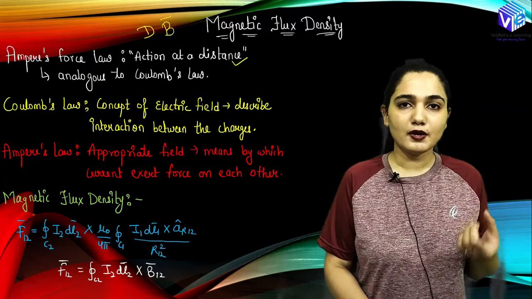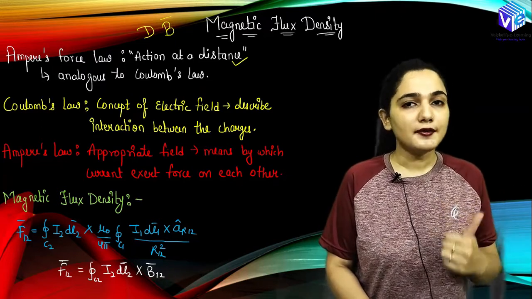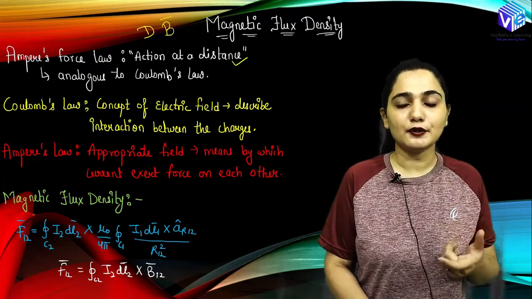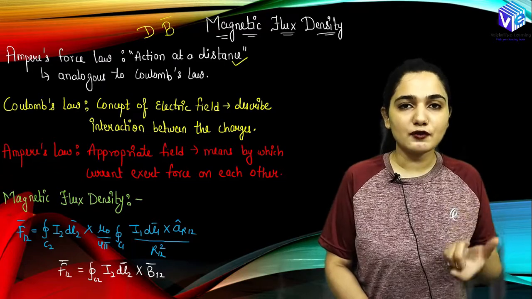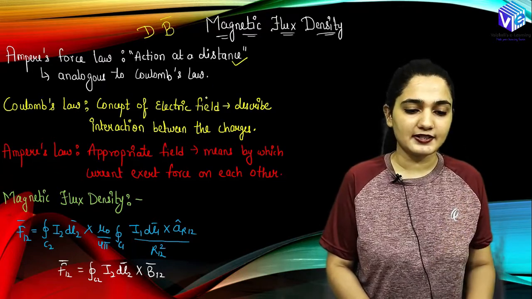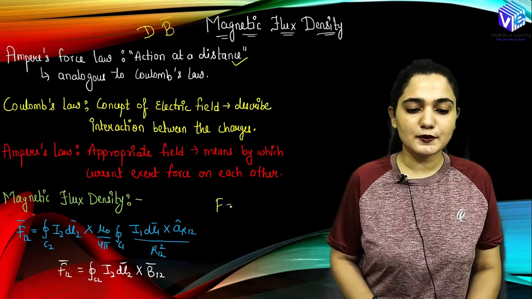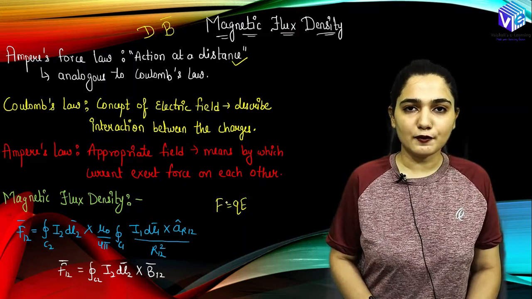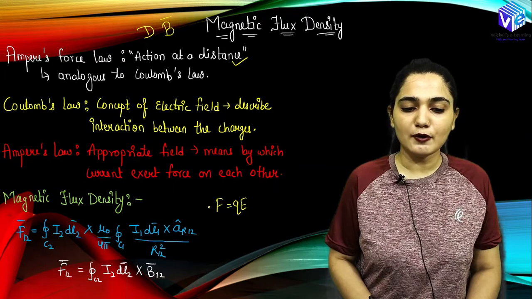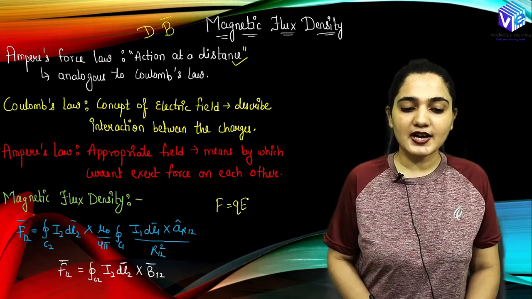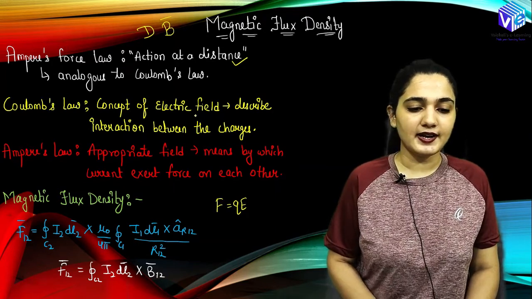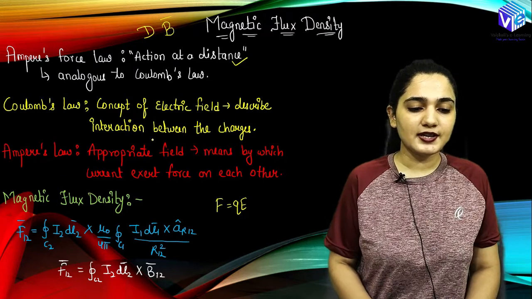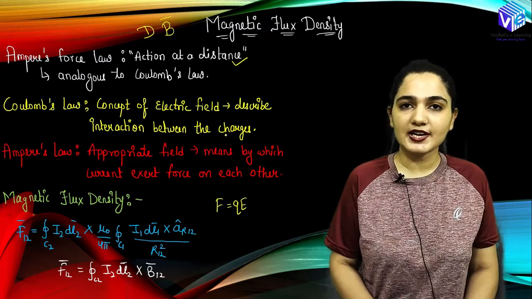With the help of Coulomb's law, I described the electric field. If you have still not watched the video on the electric field, you can watch that first and you will get to know how with the help of Coulomb's law I described the electric field. So force is equal to Q into E. If I divide the force found with Coulomb's law by the charge, I will get the electric field, right? So it describes the interaction between the charges.